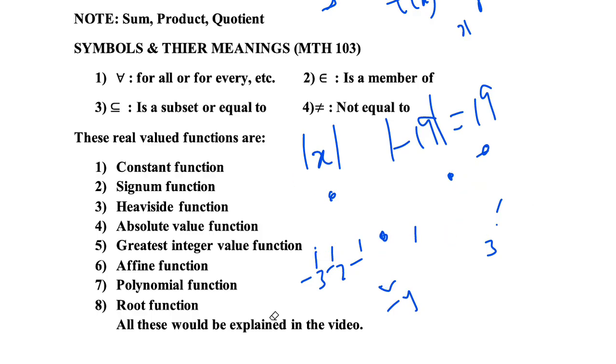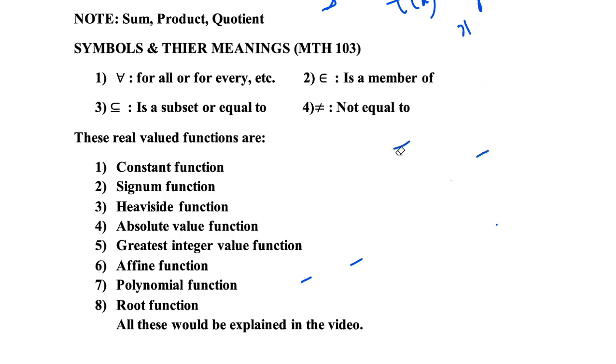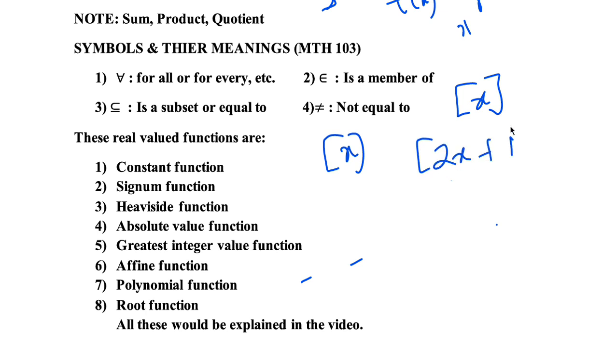Then let's move to the greatest integer value function. Let's be fast about it. The greatest integer value function is represented with these two square brackets and then whatever function it is. You can have something like this, 2x plus 1. It can be any function in between.